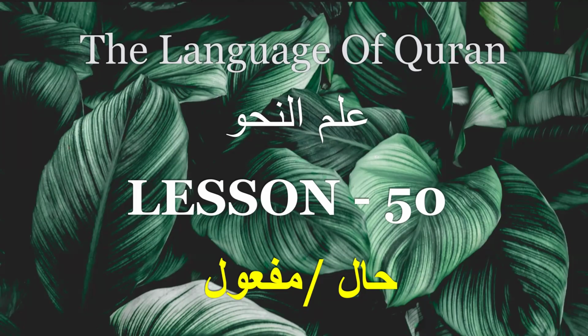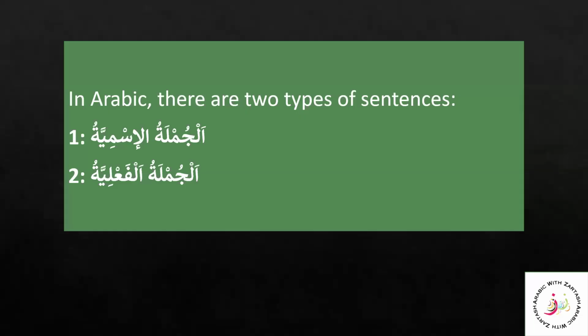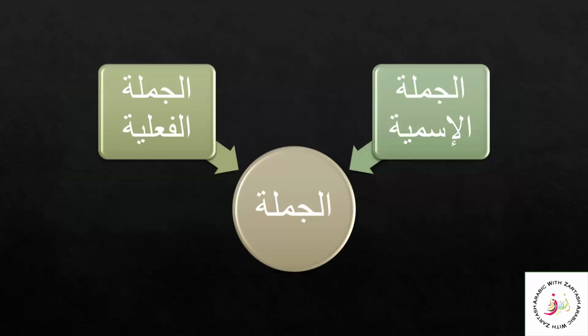Let's learn about Hal today, and inshallah we are going to compare it with Mafuz that we have already learned. We learned that there are two types of sentences in the Arabic language, Jumla Ismiya and Jumla Fi'liya.